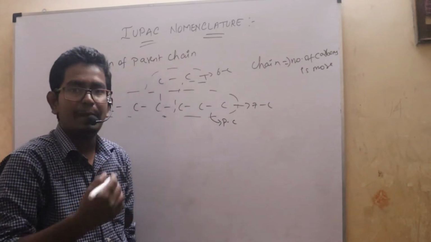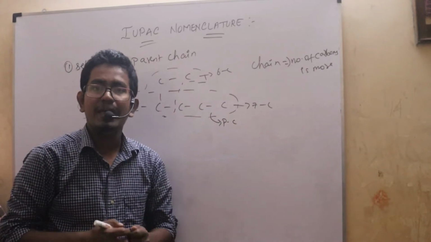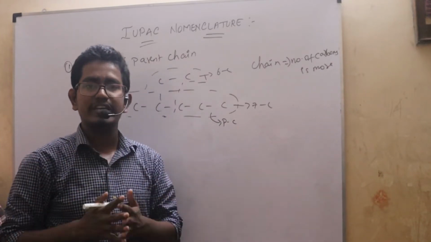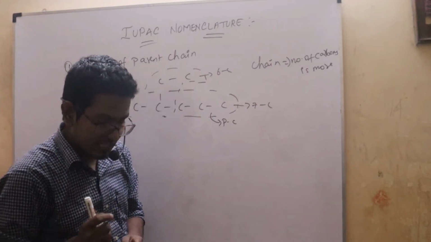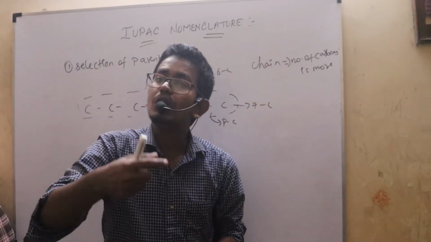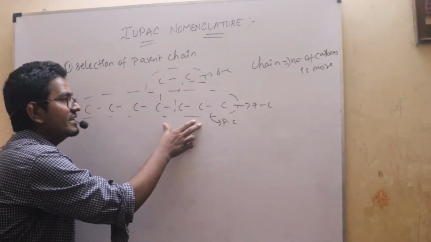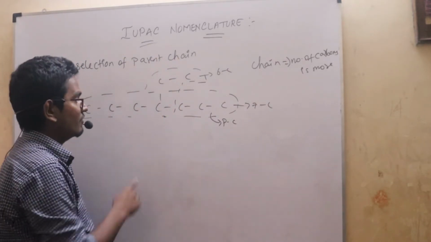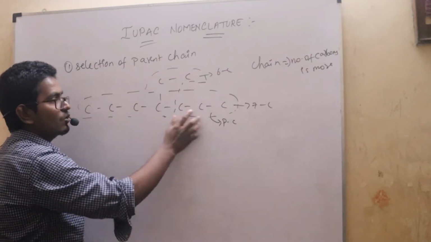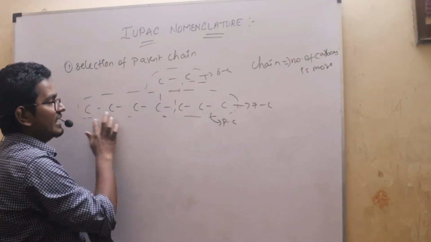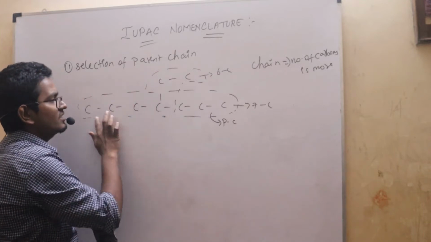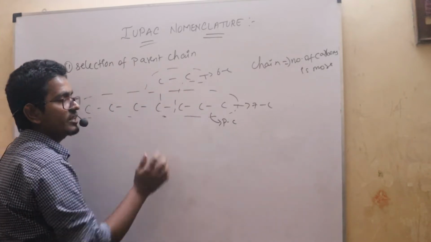While selecting the parent chain, we may have so many chains in a complex organic compound, but we have to select the chain in which more carbons are present. I am seeing 2 chains here. The first is this one, where 7 carbons are present, and the second one is this chain, in which you can see 6 carbons.